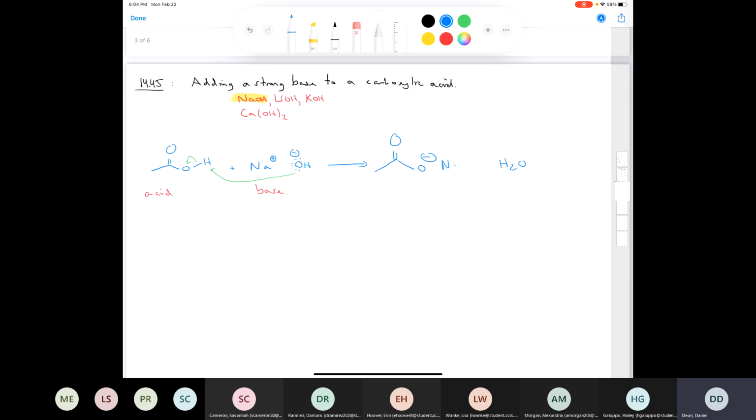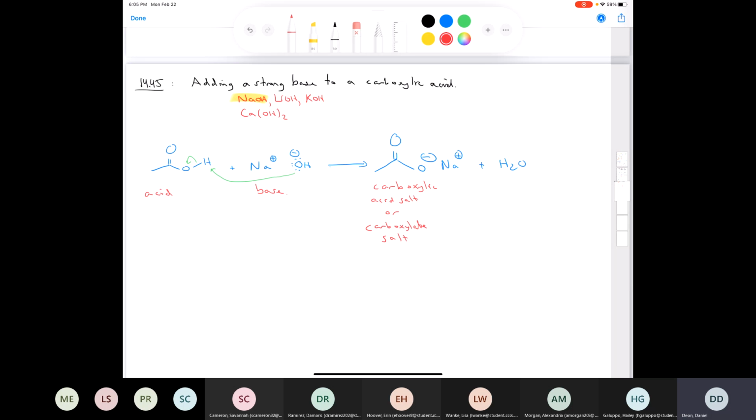The sodium cation is going to be close to the anion, because opposites attract. Now, notice that the arrow is irreversible. Since this base is so strong, it's going to take every proton it can from every carboxylic acid in the reaction mixture. So you end up with what is called a carboxylic acid salt or a carboxylate salt. Either one is okay.